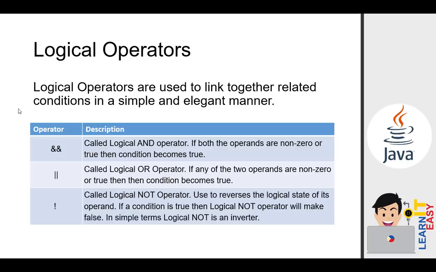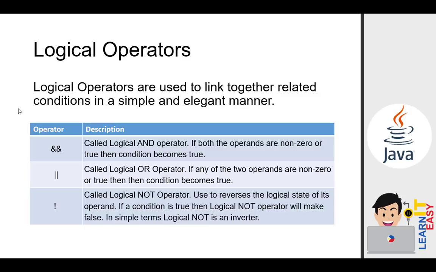Logical operators are used to link together related conditions in a simple and elegant manner. We have three logical operators available in Java. We have the AND operator, the OR operator, and the logical NOT operator. The logical AND operator is an operator wherein if both operands are non-zero or true, then the condition becomes true. An OR operator, if there is any of the two operands are non-zero or true, then the condition becomes true. While the NOT operators is what we call the inverter. It just inverts or reverses whatever output yung makukuha niya.